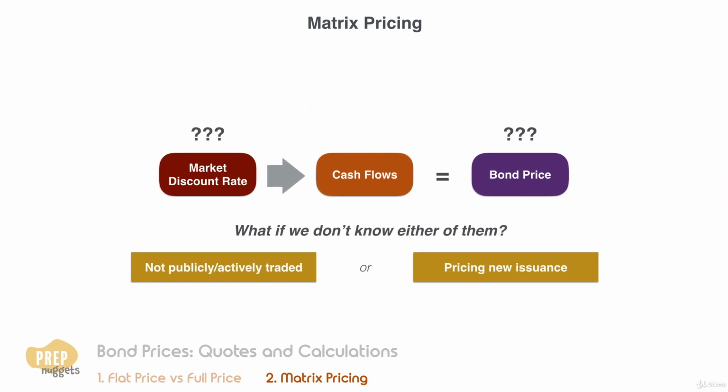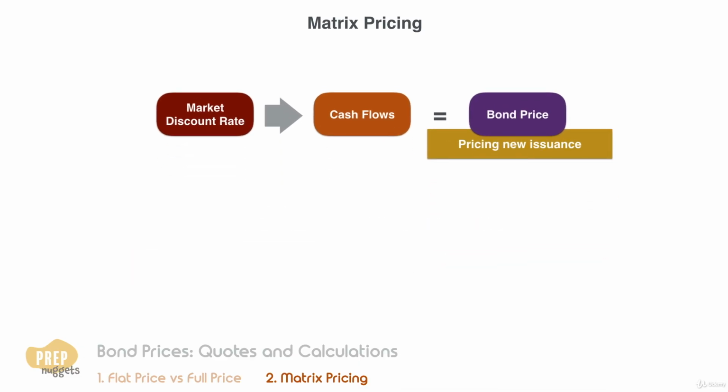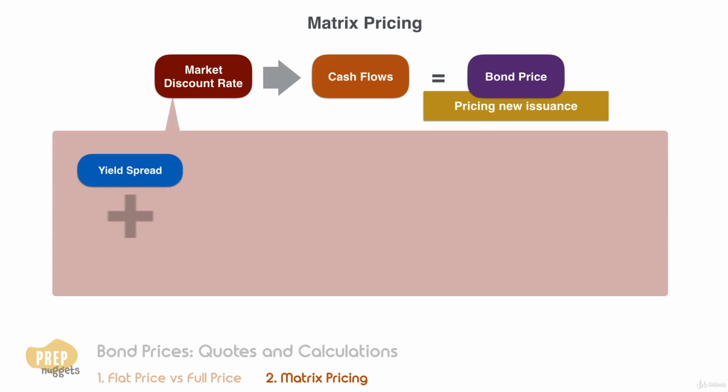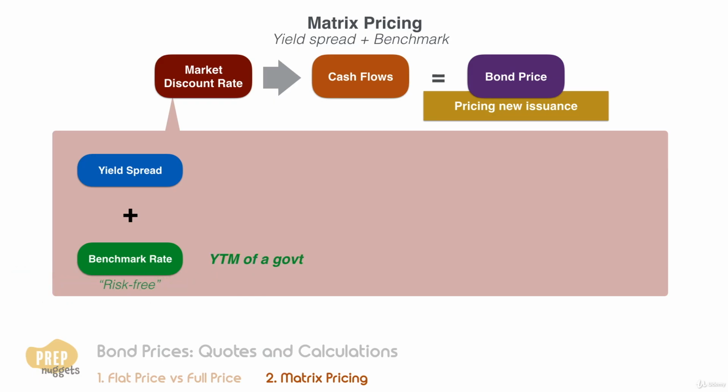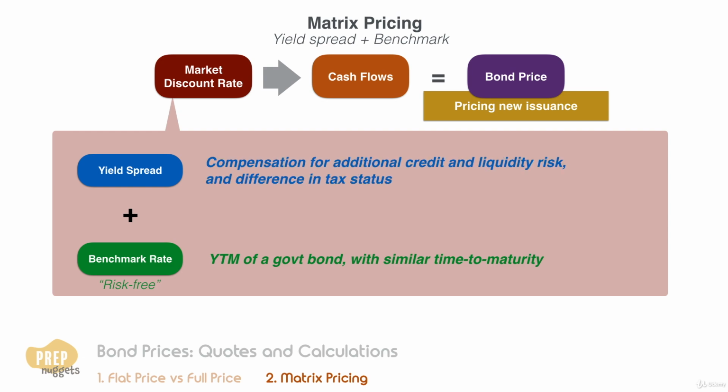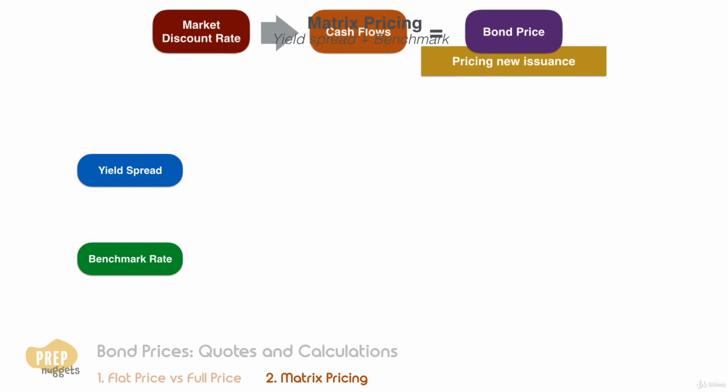So we've looked at one method to value bonds that are privately or not actively traded. Let's look at another method that is more often used for pricing new issuance. The principle is to get an estimate of the required yield spread over the benchmark rate. The benchmark rate is considered the risk-free rate, typically derived from the yield to maturity on a government bond having a similar time to maturity. The yield spread is the compensation required by investors for the additional credit risk, liquidity risk, and tax status of the bond relative to the government bond. Yield spreads are often stated in basis points. Both of these will be covered in detail in a later topic, so we shall explain them briefly here.